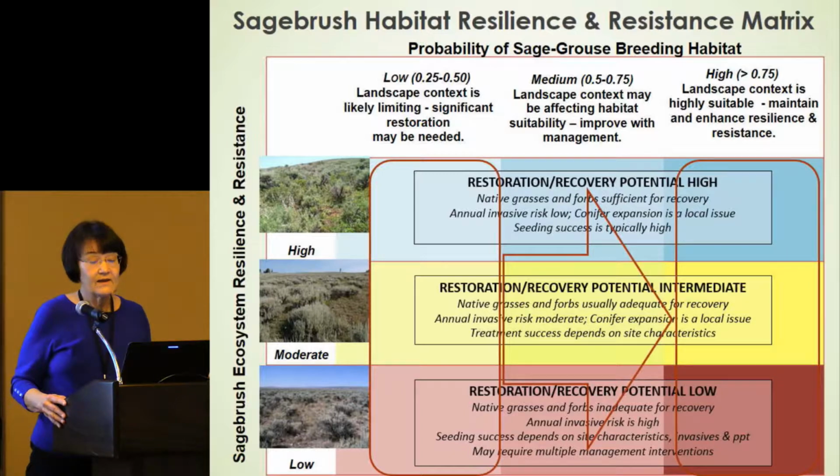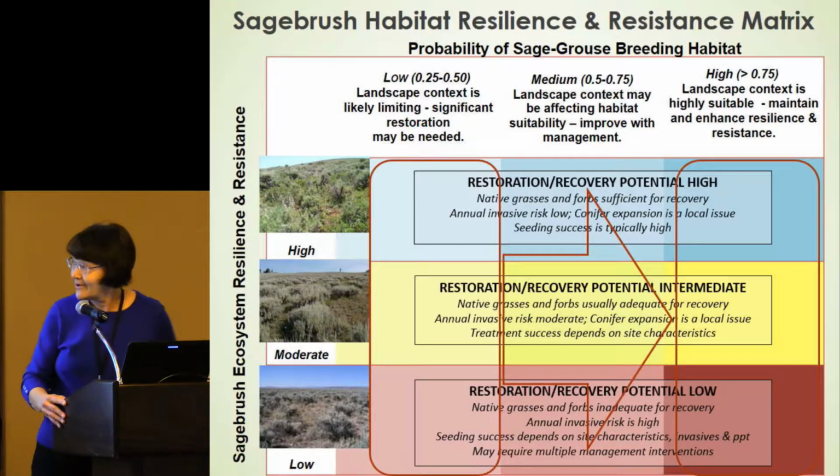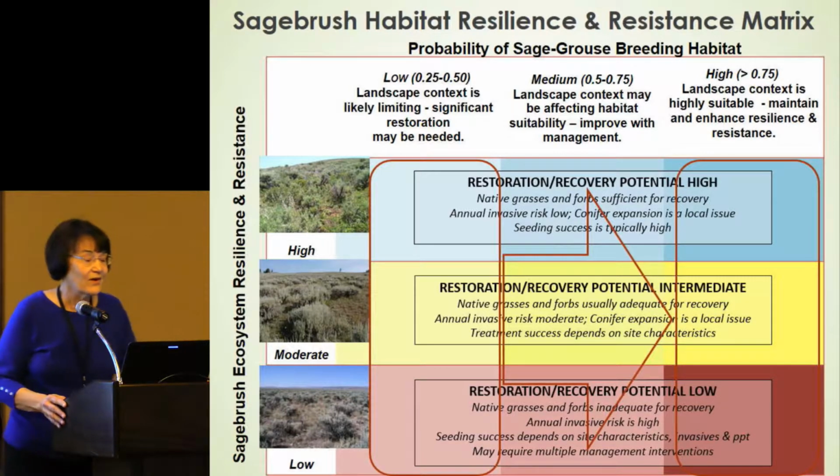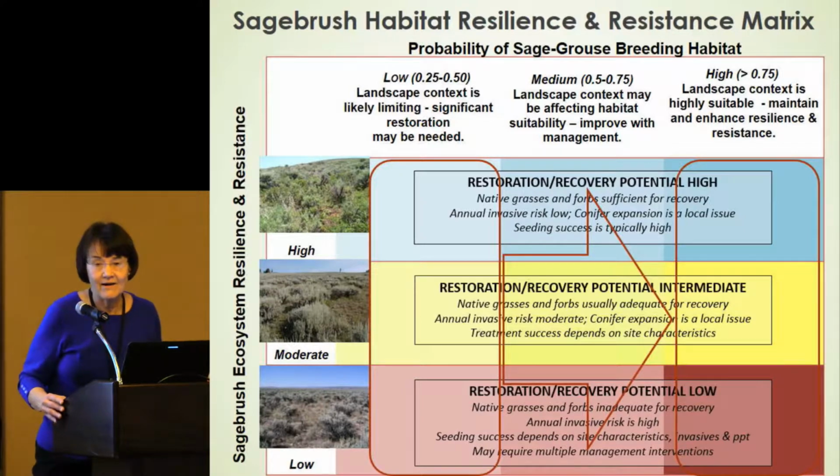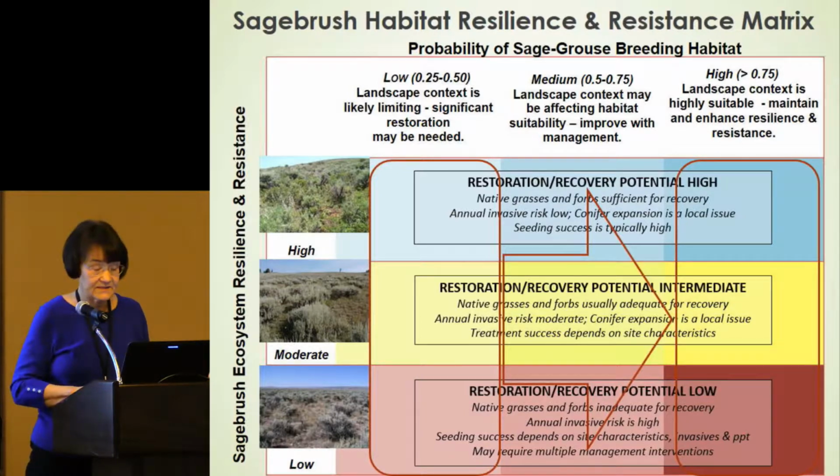Now, if we look in that bottom corner on the right hand, we see that these are our low resilience and resistant areas that support high probabilities of sage-grouse. These are the areas that are at greatest risk to our ecosystem threats, and in many cases, they're the most difficult to restore. As a result, they're among our highest priorities for management.